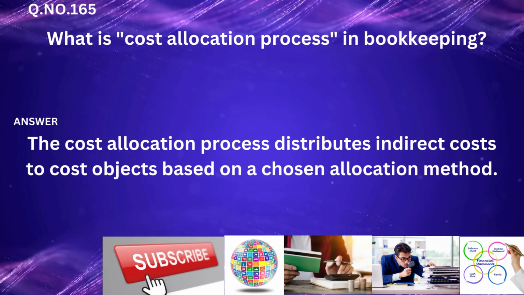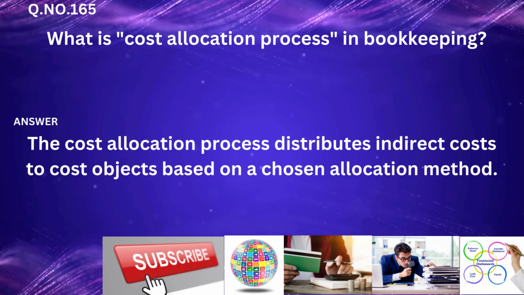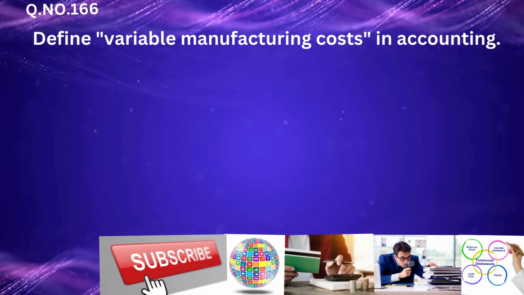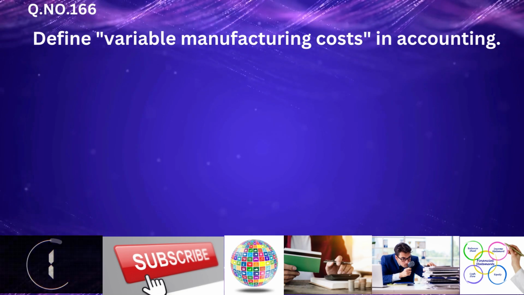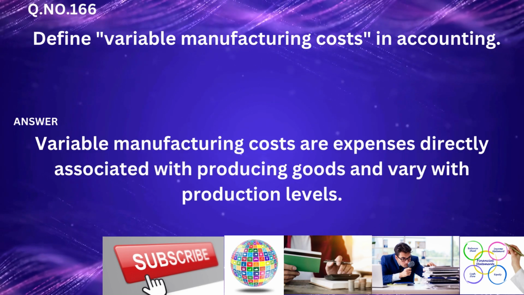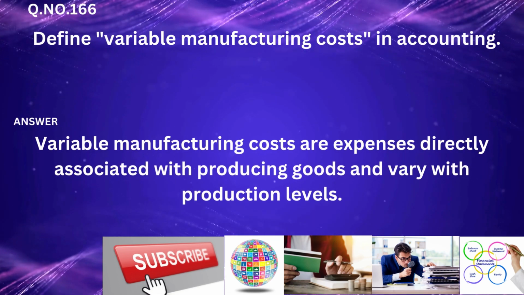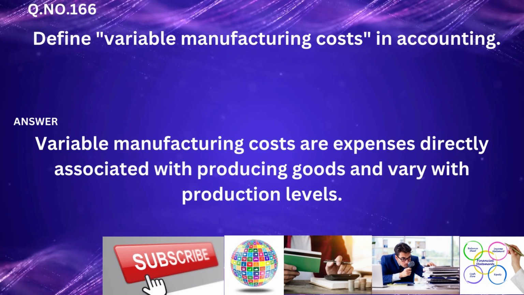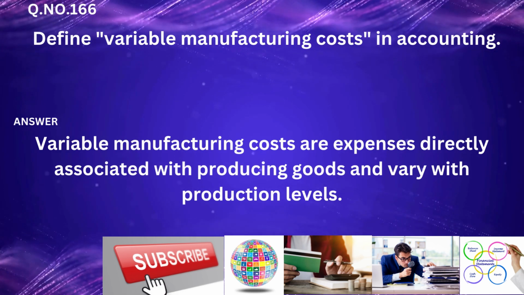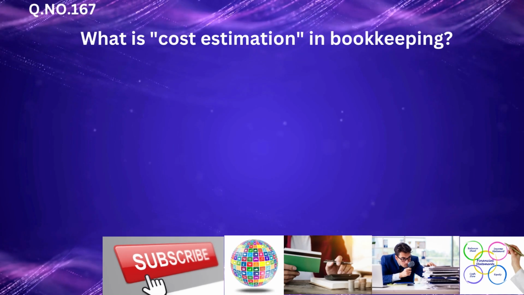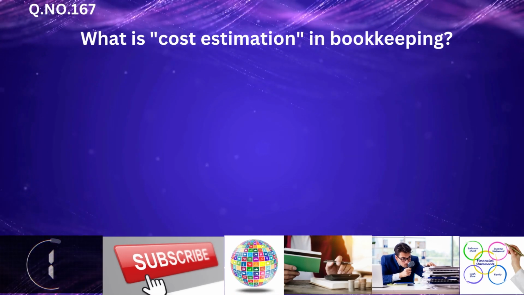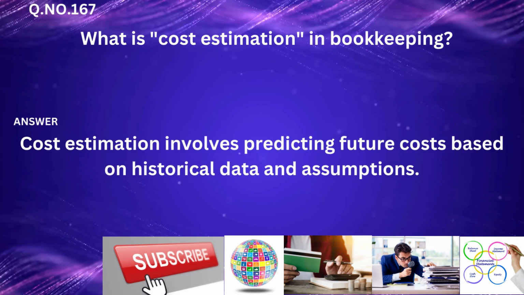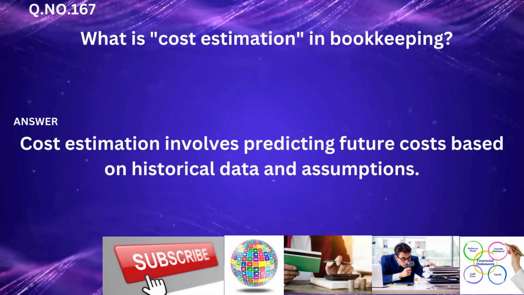What is cost allocation rate in accounting? Answer: a cost allocation rate is the rate at which indirect costs are assigned to cost objects using an allocation base. Question 171. Define cost driver analysis in accounting. Answer: cost driver analysis identifies the factors that have the most significant impact on costs in an organization.